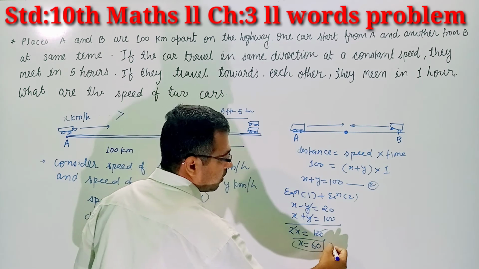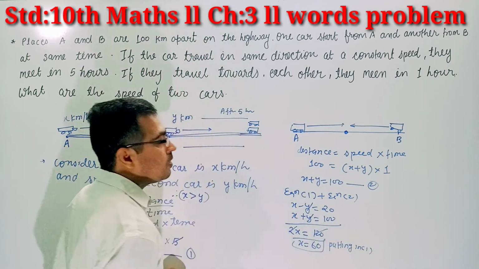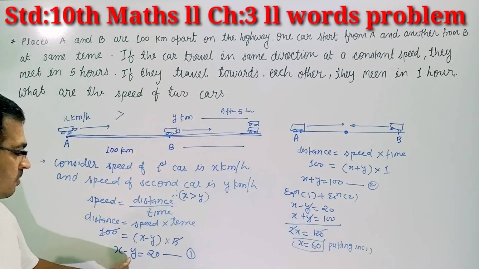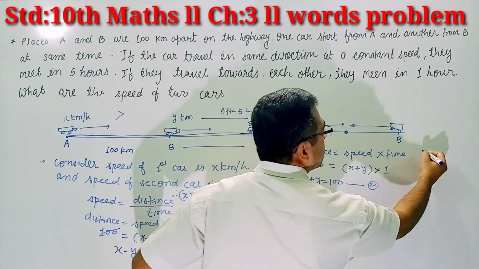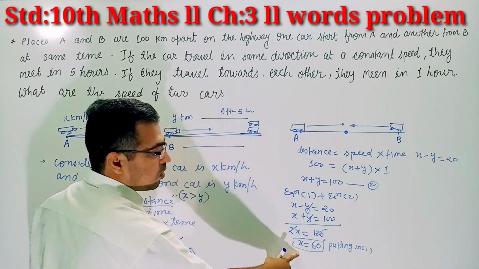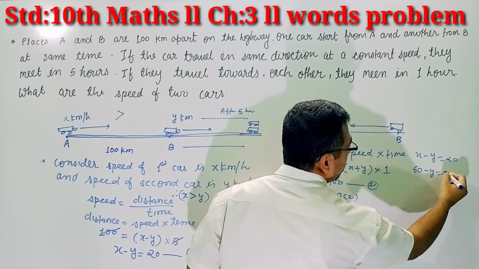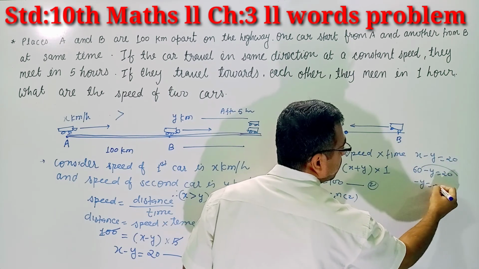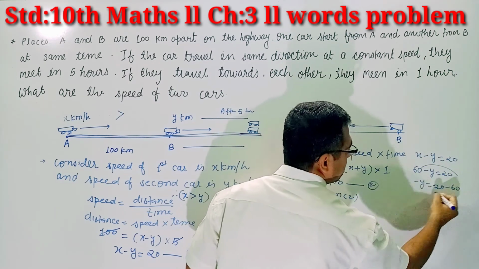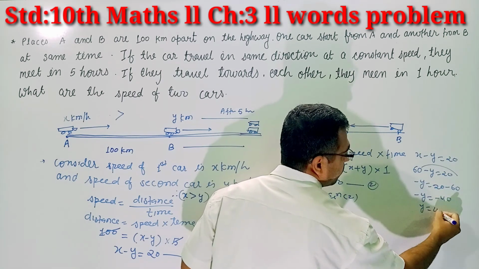Now putting it in equation 1. Equation 1 is x minus y is equal to 20. What is the value of x? The value of x is 60. So 60 minus y is equal to 20. So minus y is equal to 20 minus 60. So minus y is equal to minus 40. So y is equal to 40.